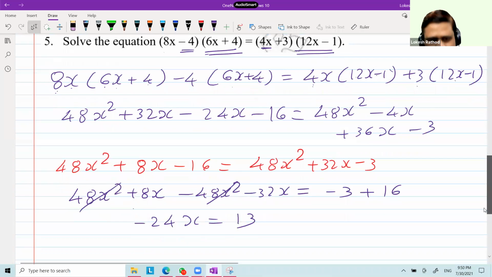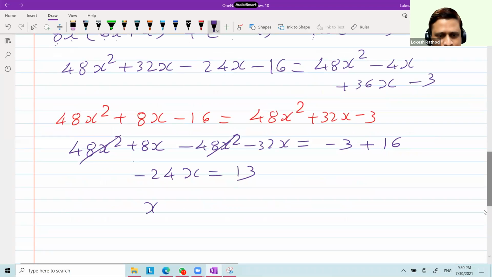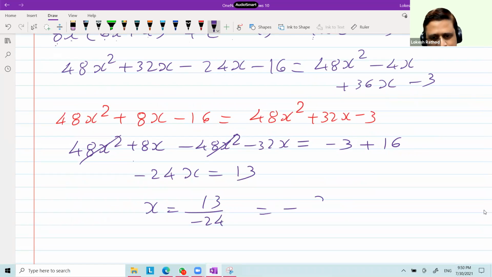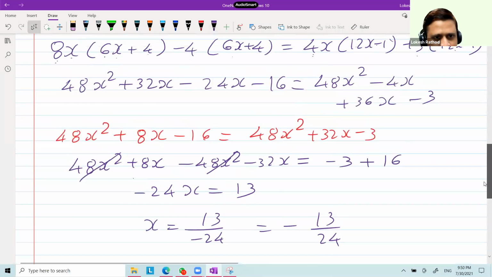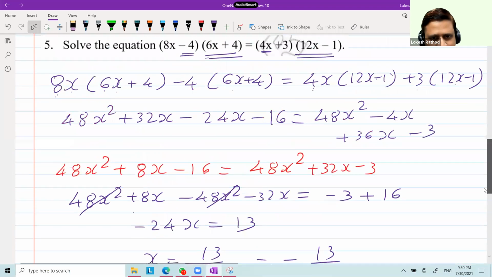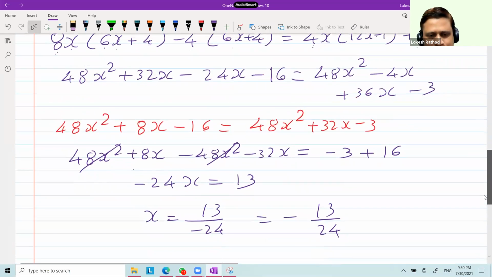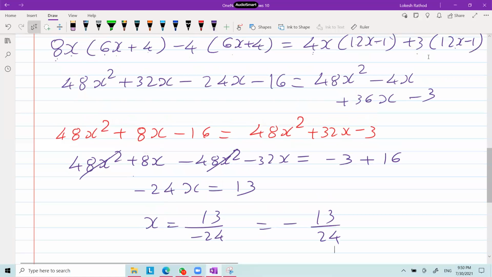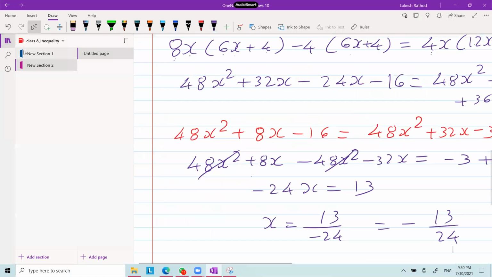So from here we get the value of x. Correct? So x is 13 over minus 24, or minus 13 over 24. Right? Anyone have any doubt in this? Is this clear to all of you? Yes, clear. Good. So fine.